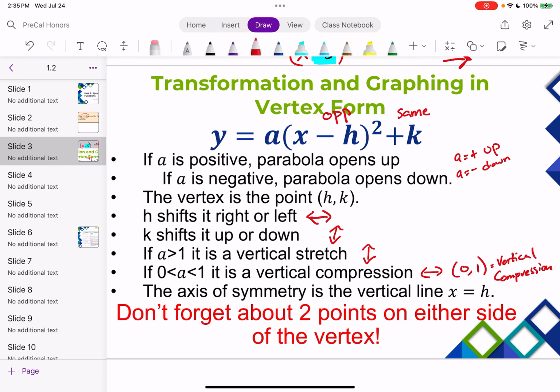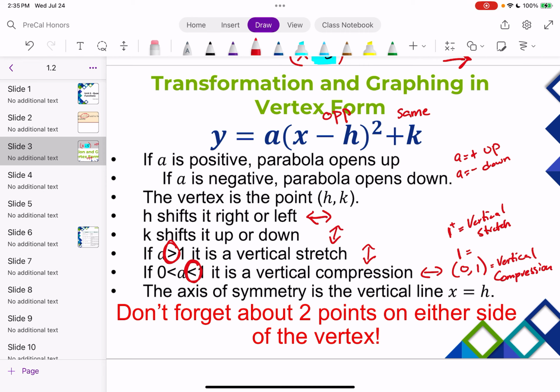Any number greater than 1, we'll say 1 plus, would be a vertical stretch. And if we just end up with a 1, because notice we have a vertical compression that leads up to 1, it doesn't include the 1. How do we know it doesn't include it? Notice the signs that we're using. It does not have a line underneath it, right? So vertical compression leading up to 1, if we're larger than 1, vertical stretch.